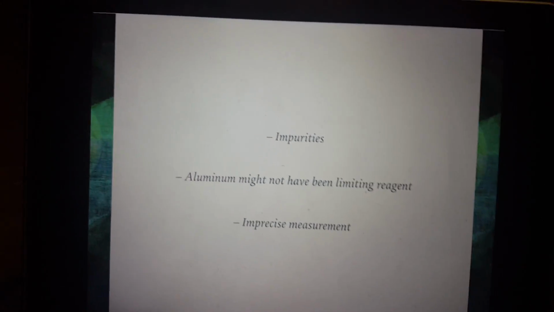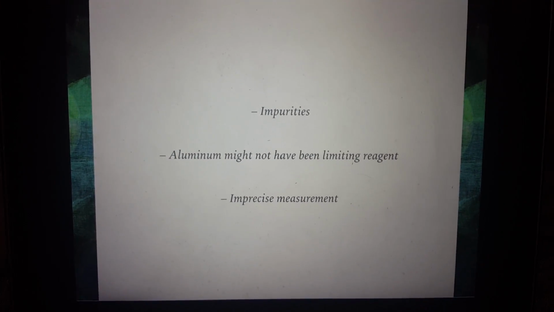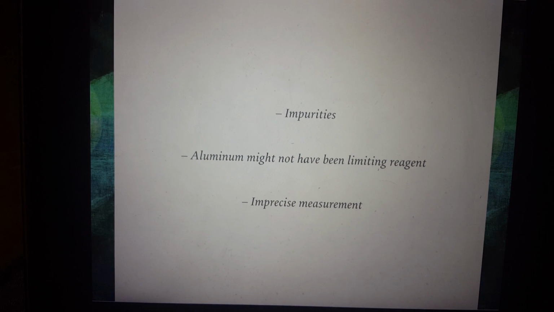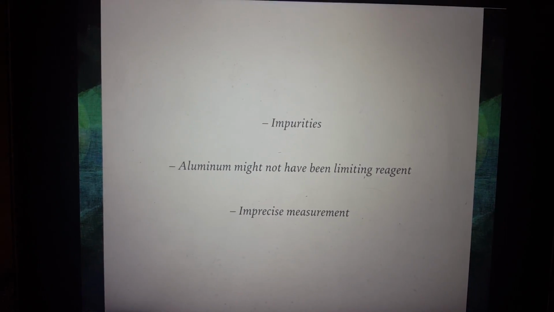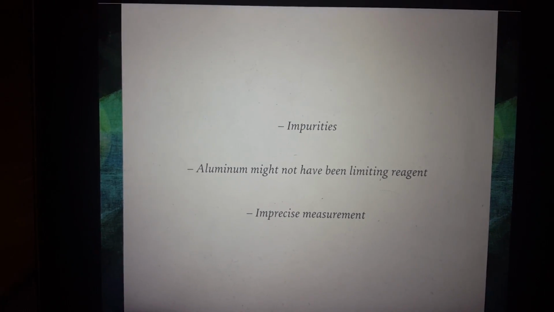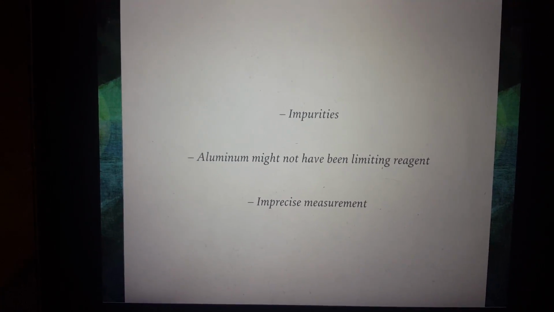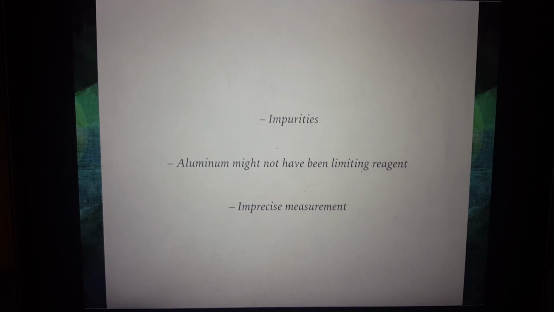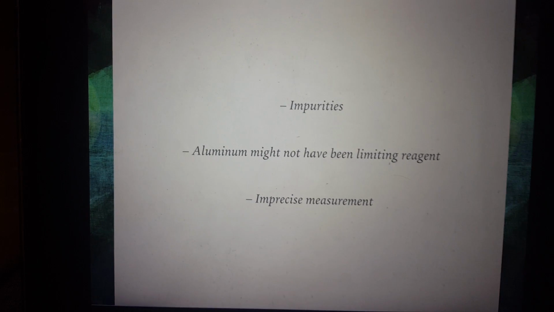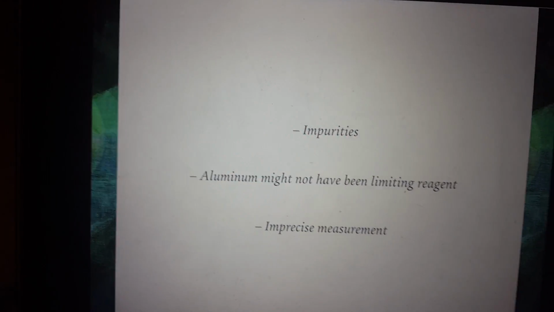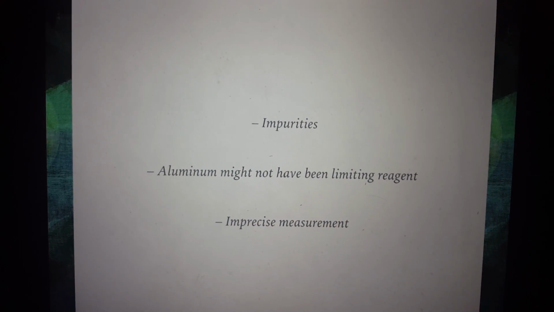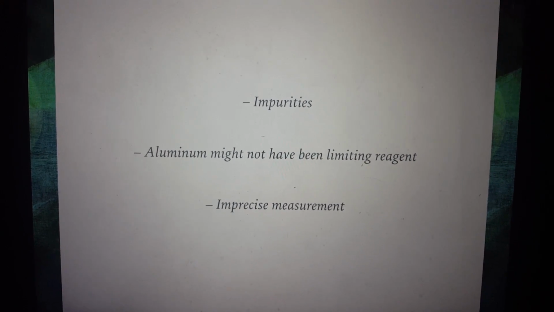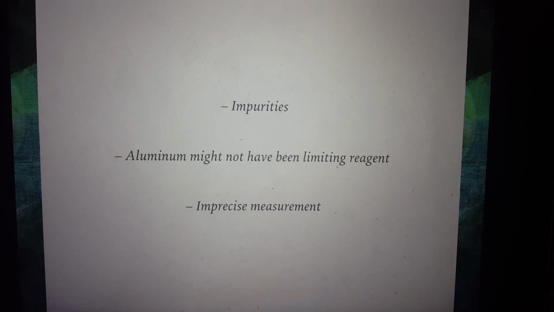The reasons why it was not perfect might have been impurities in the aluminum. Basically, we assumed that the aluminum foil we used for the experiment was 100% aluminum, but that might not have been true because of the processes it goes through in the industry or in the company that manufactures it. So that needs to be taken into account.